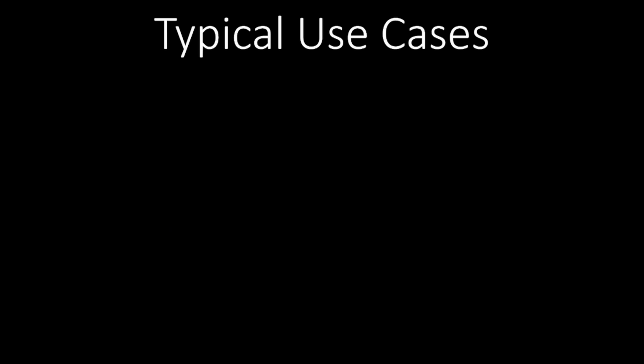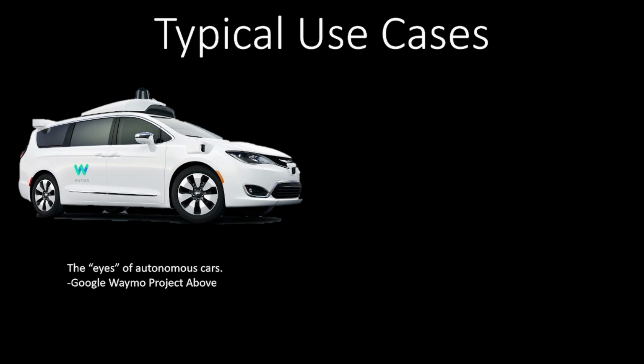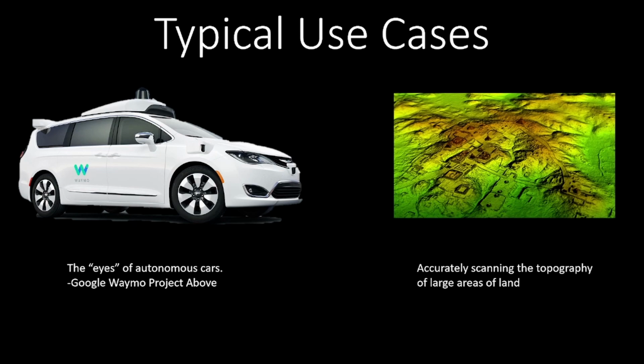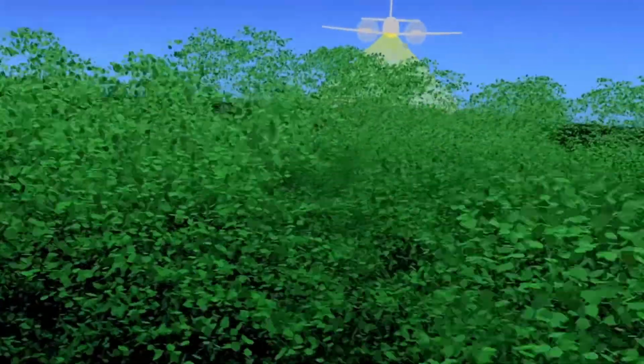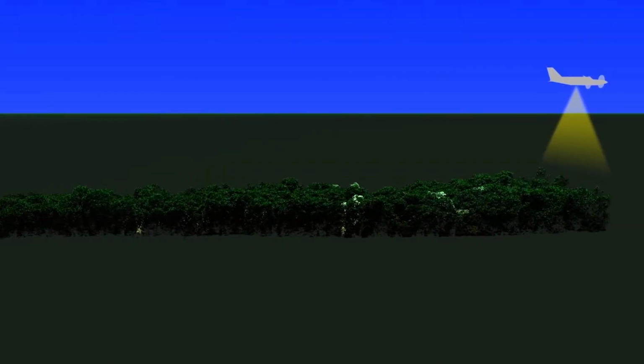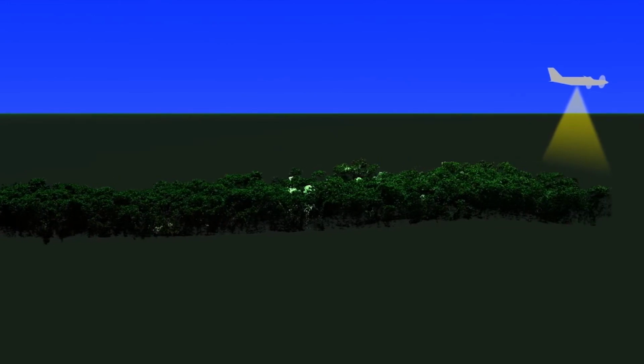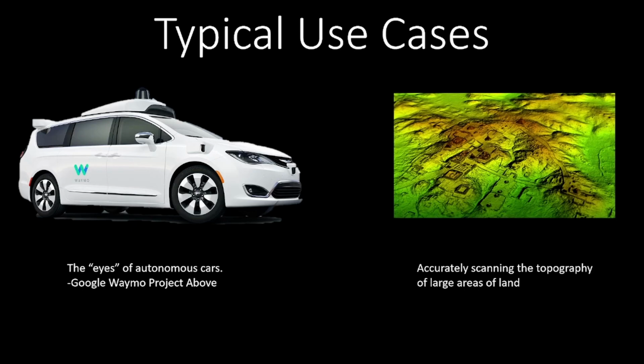LiDAR is often used by companies that are attempting to create fully autonomous cars. Here we see the Google Waymo project. The LiDAR system in this car is used to be able to effectively avoid road objects, pedestrians, and be the eyes of the car. LiDAR can also be used for scanning topography of large areas of land. LiDAR-equipped planes have been used to map much of the Amazon rainforest, as the LiDAR can see through the heavy leaf canopy. Through this, there have been many archaeological finds deep in the Amazon.